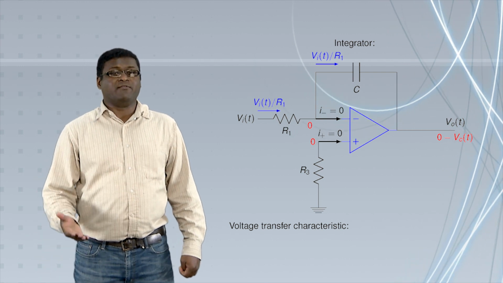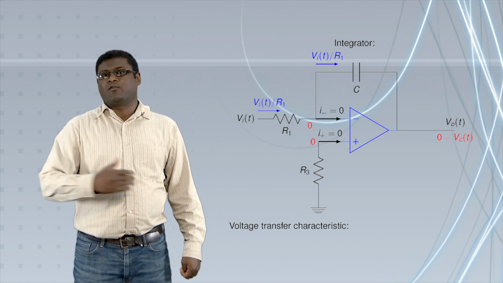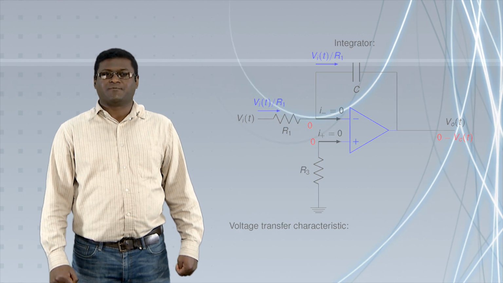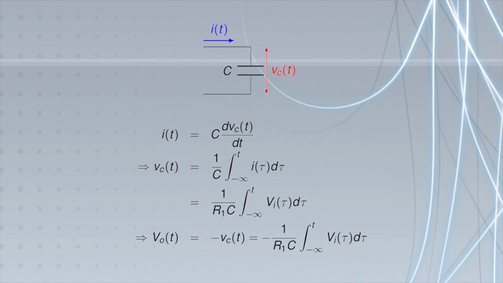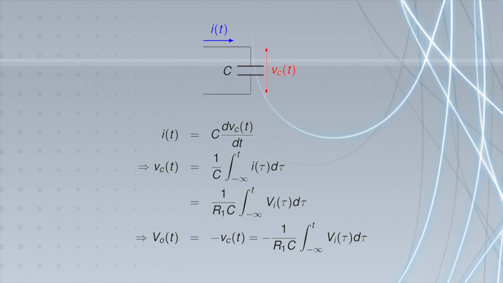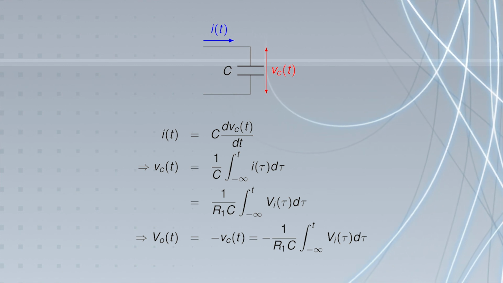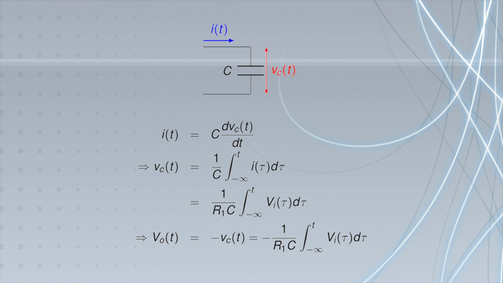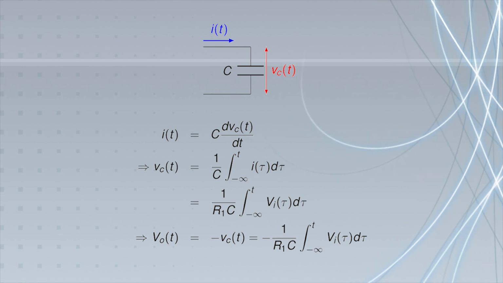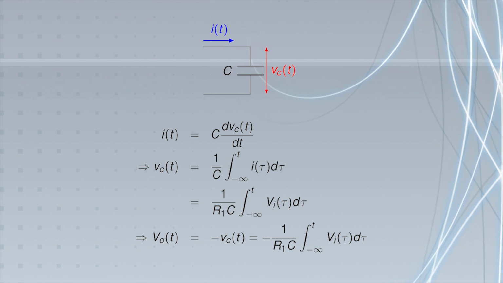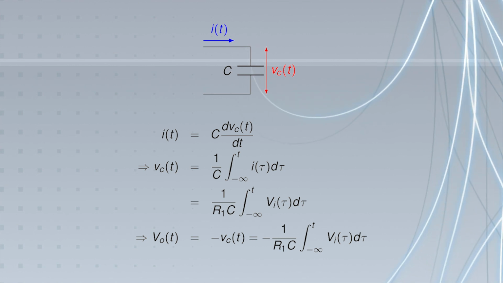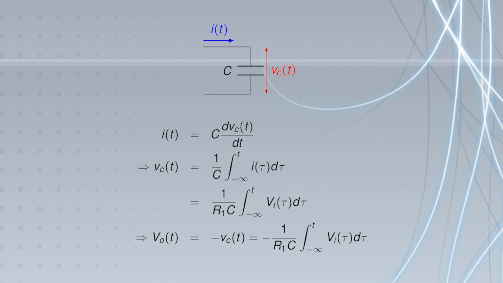Now how do we compute Vc of t? Let's go back to our foundational knowledge about capacitors. If there is a current I of t going through the capacitor C and the voltage drop across it is Vc of t, then we know I of t is C times the derivative of that voltage. This means the voltage Vc of t will be 1 over C times the integral of the current. You substitute this back in the equation and you get your result.